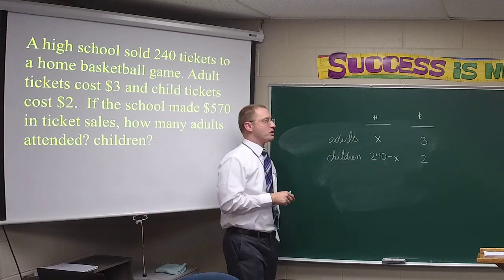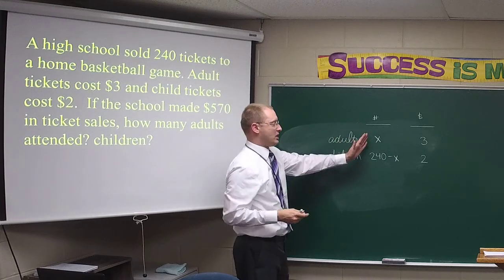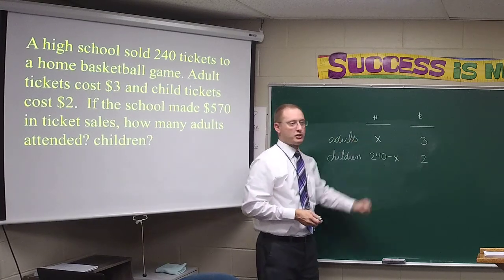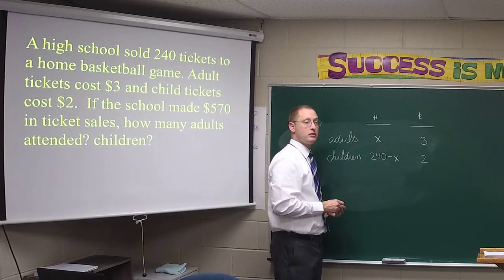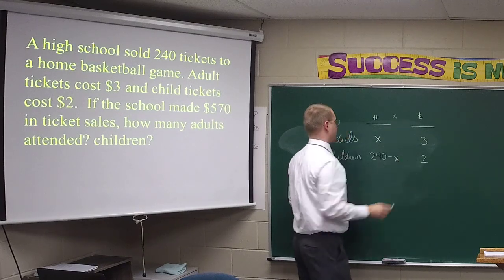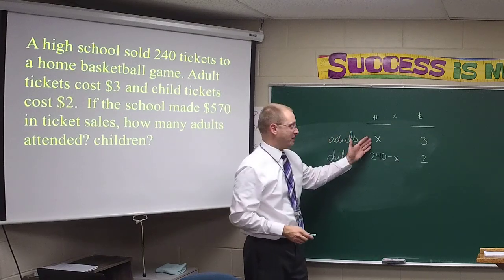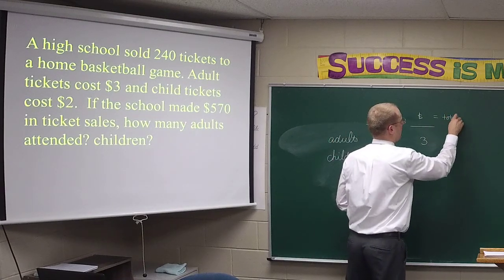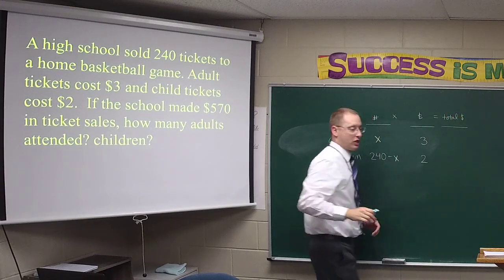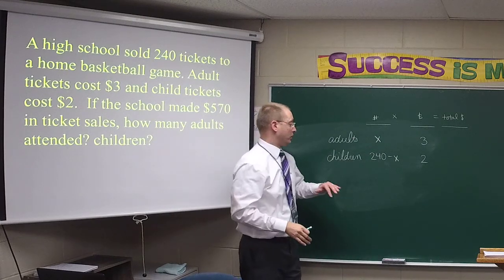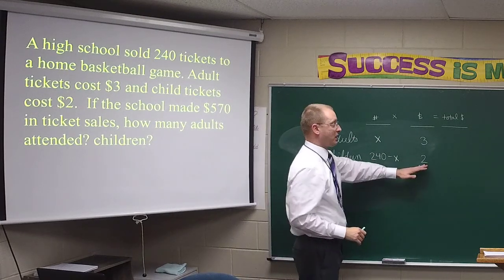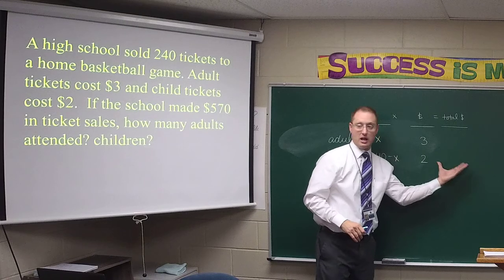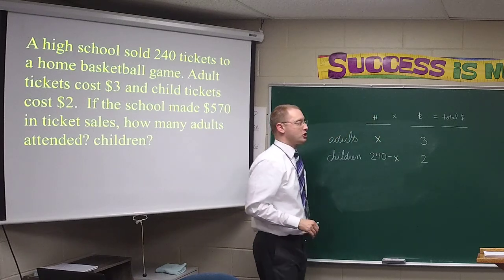What did I say we're always going to do with these two columns, the number of each and the price of each? Audrey? We're going to multiply, because if I know that a certain number of adults came and they all paid $3 a person, I could find the total money that was spent just on the adults getting their tickets. Similarly, if I know how many kids came and I know they paid $2 apiece, I could tell how much money the school made off of all the kids who came to the basketball game.